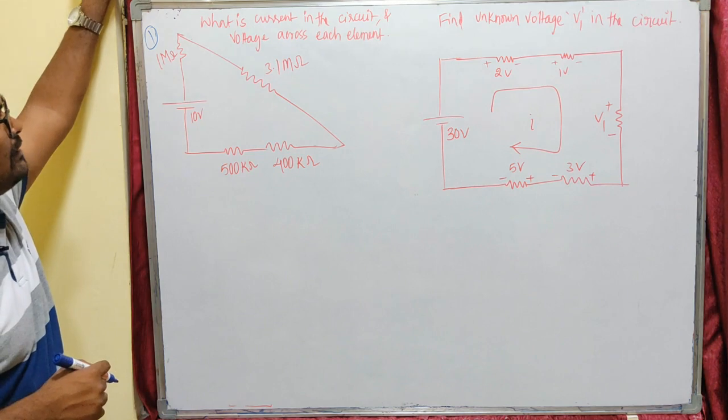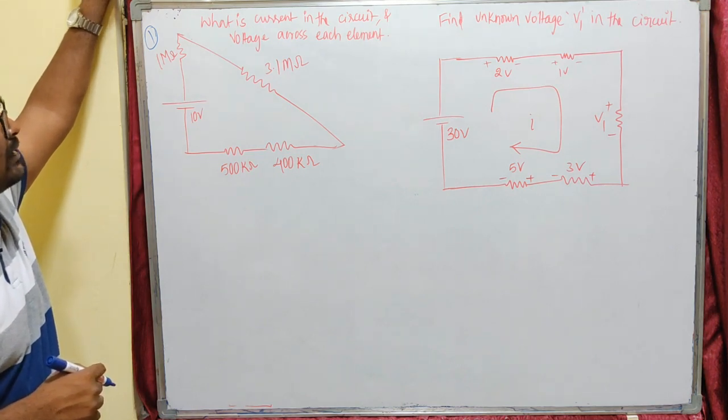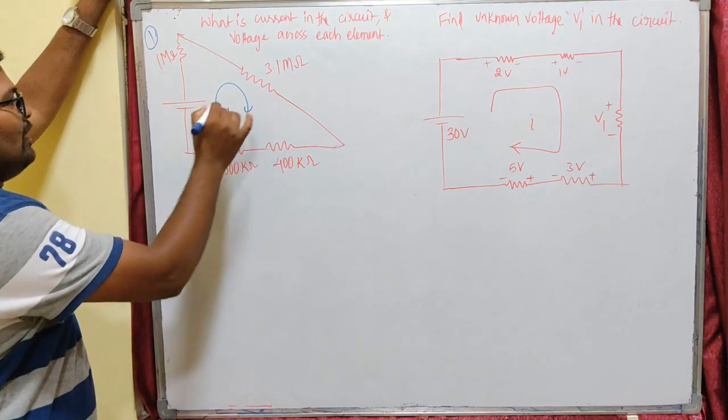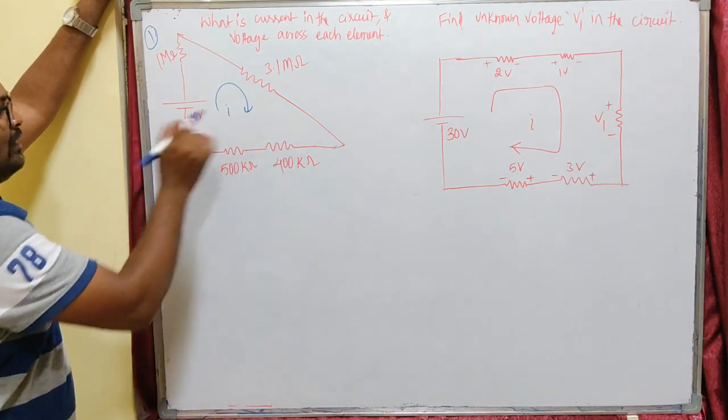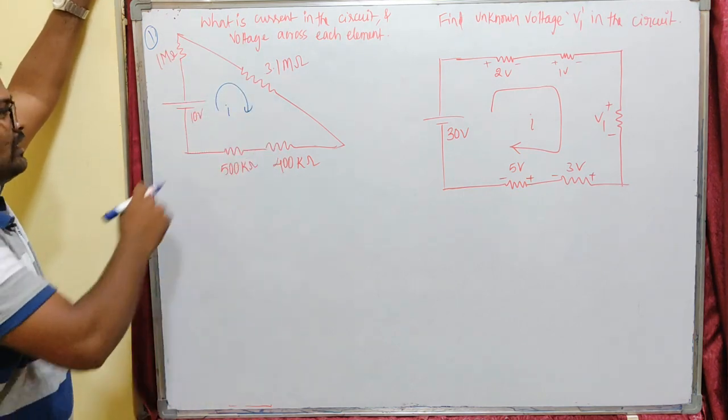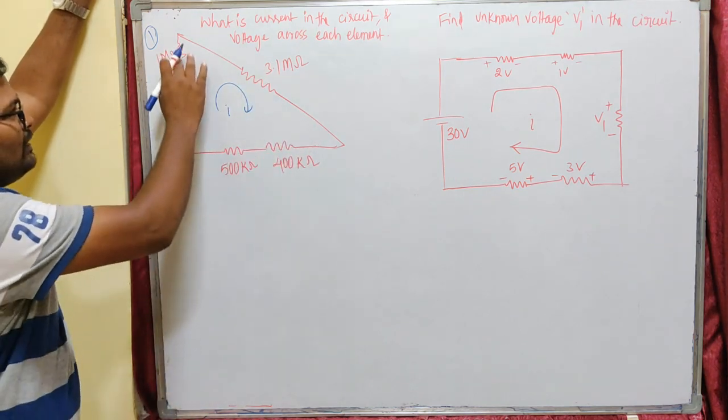So what is the current in the circuit and voltage across each element in the circuit? We are going to find the current in the circuit, and we are going to find the voltage across each element. If we can find the current, then the voltage across the resistors follows, because this is a series network. You can see all these are connected in series.